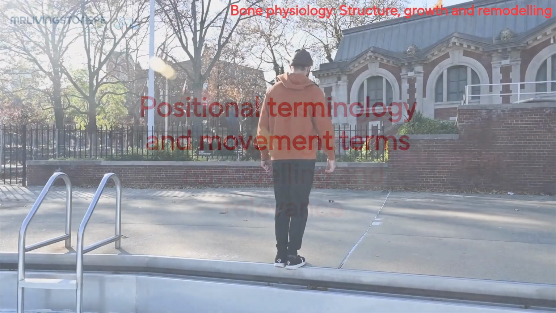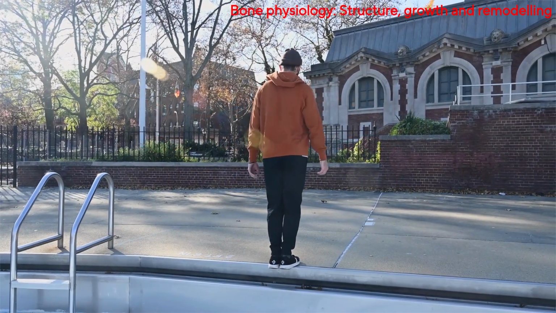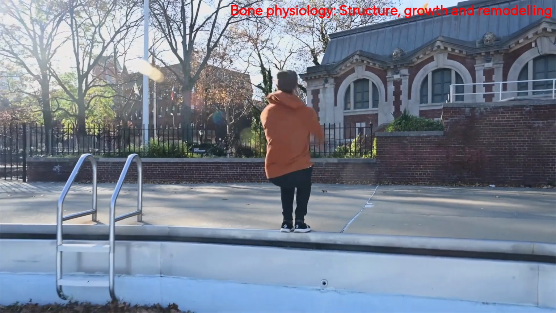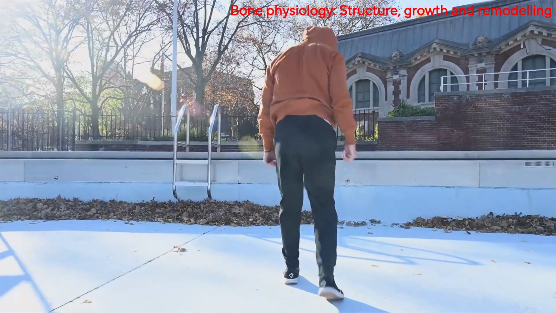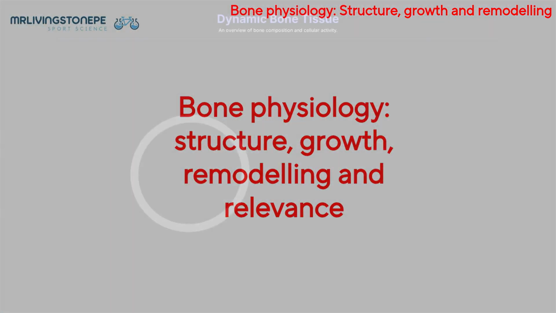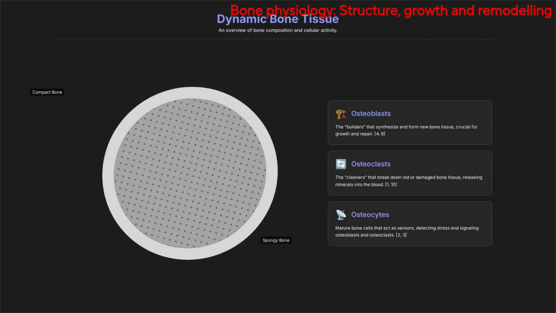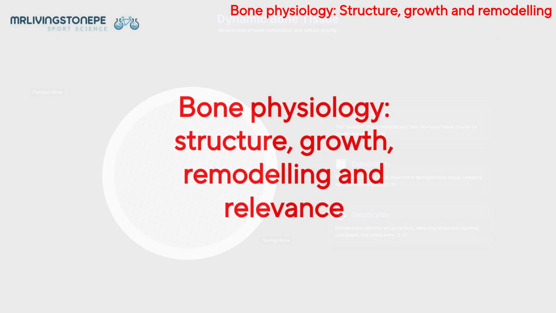Bone tissue comprises compact bone, providing structural strength, and spongy bone, enabling metabolic activity and shock absorption. This is particularly prevalent in vertebrae, with cellular activity driven by osteoblasts forming new bone, osteoclasts clearing old tissue, and osteocytes acting as sensors that detect loading patterns.